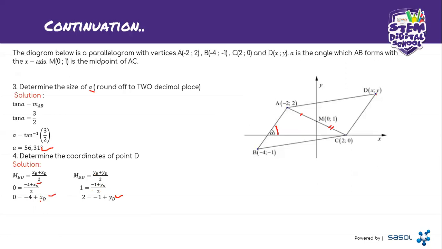Now here we can solve the value of X, because you can now transpose that -4 to that side, then it's going to give us +4, and as well this one is going to give us +3. Now the coordinates of D is (4, 3). So that's how you should go about it. And then let's proceed.